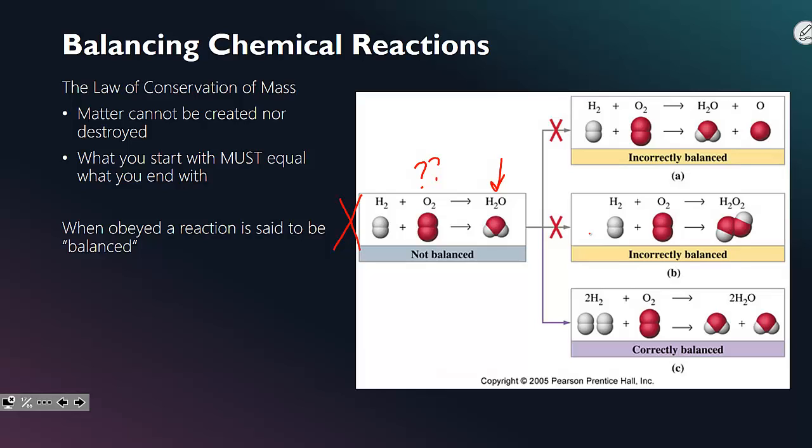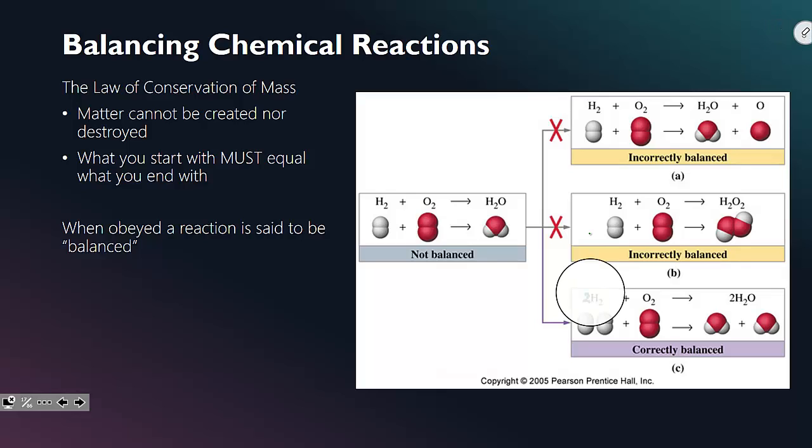Another no-no would be if you changed it so that you kept those 2 oxygens. But this is no longer producing life-sustaining water. You are producing vomit-inducing hydrogen peroxide. So that is also not a viable way to balance a reaction. The only way to balance a chemical reaction is to use coefficients.